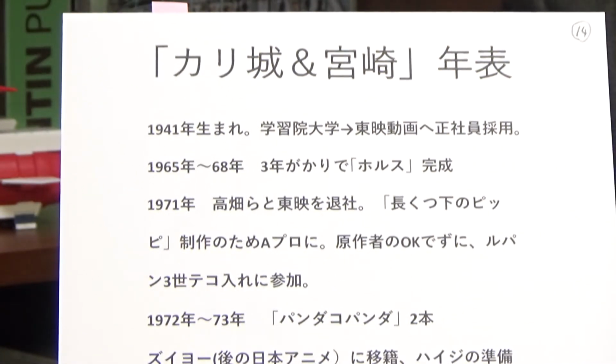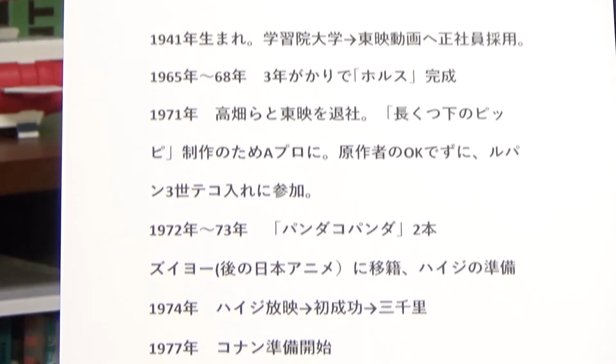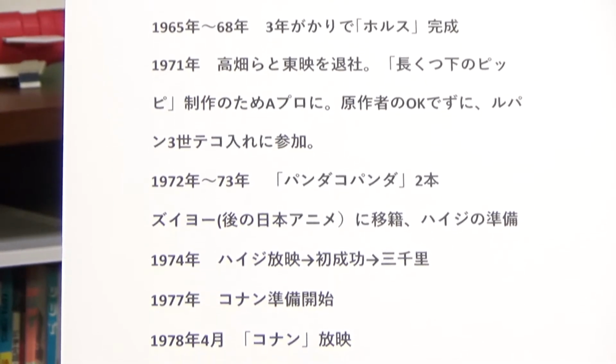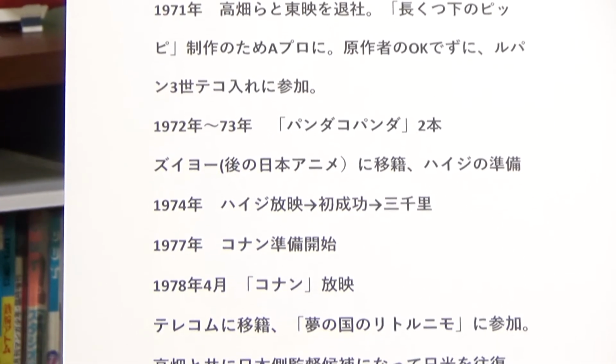He was born in 1941, and after graduating from college, he entered toy animation. Well, I don't know if he was a full-time worker, but he was an official staff member. Then he spent 3 years from 1965 to 68 on The Great Adventure of Horace with Isao Takahata. And in 1971, he left toy animation with him and went to A Production to make Pippi Longstocking. But the project didn't start, so he joined the TV series Lupin the Third. Then, between 1972 to 73, he made the 2 feature films of Panda Go Panda.